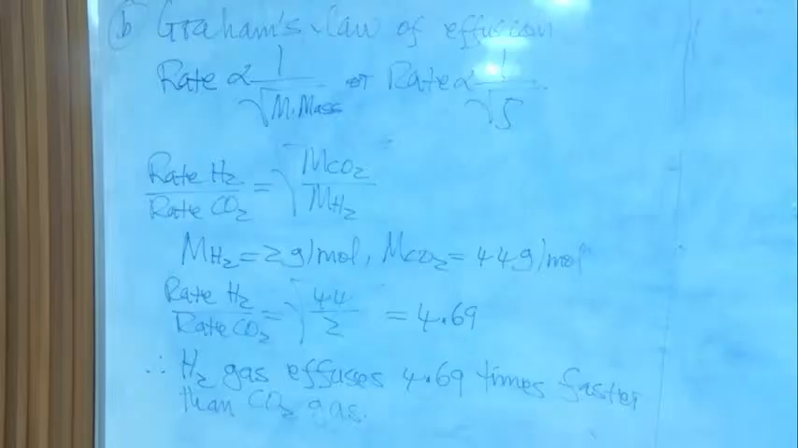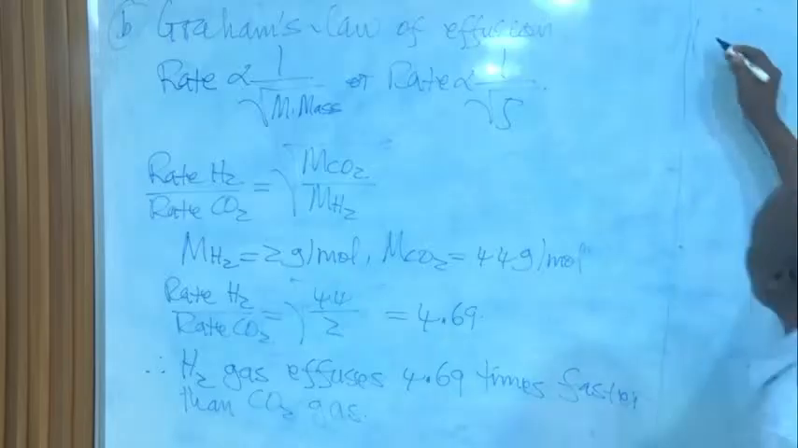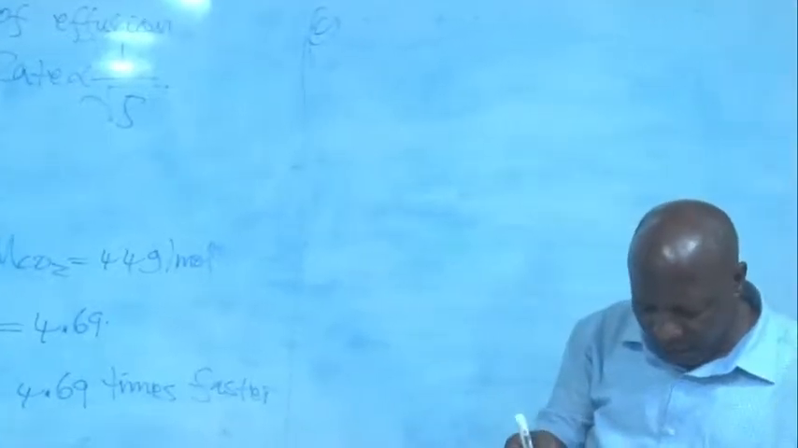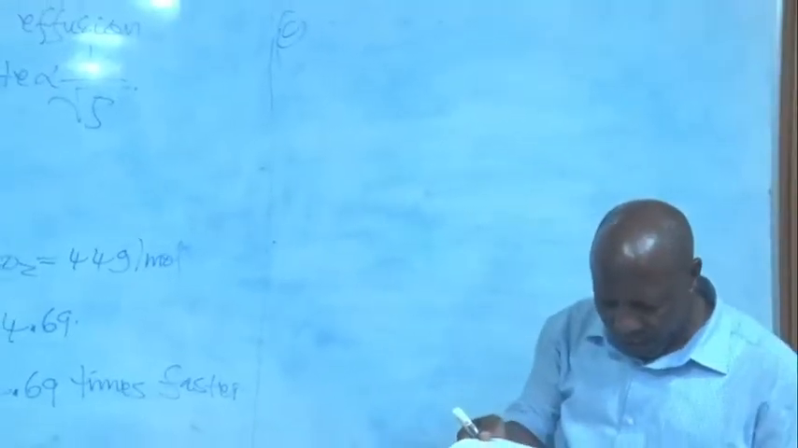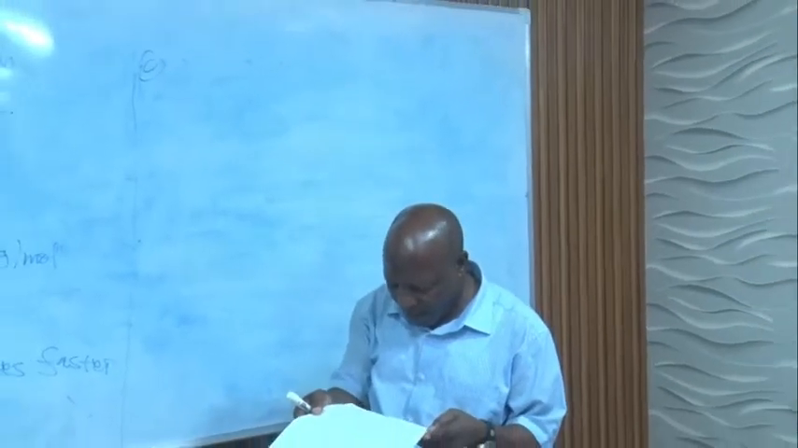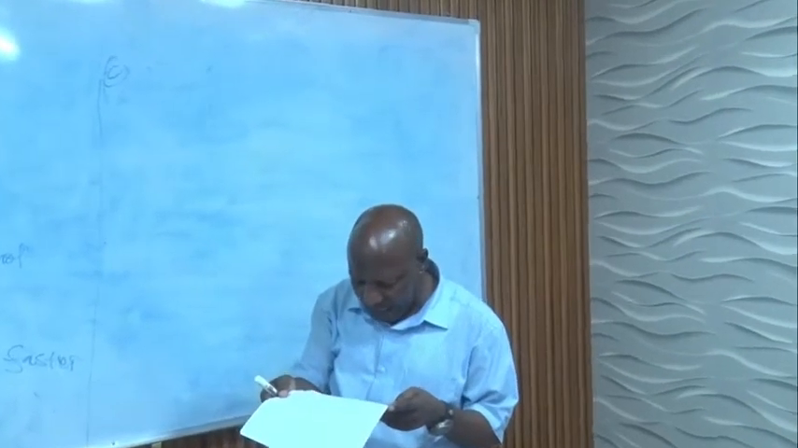So this is how fast hydrogen gas effuses as compared to carbon dioxide gas. Now question number 3C. The question says: in order for a gas-filled balloon to rise in air, the density of the gas in the balloon must be less than that of air.